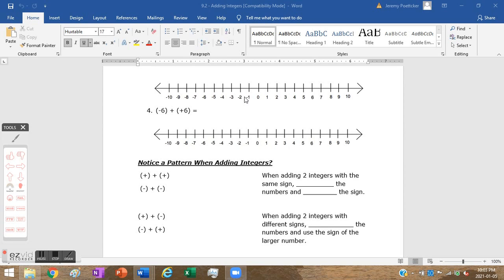Okay. In this case here, pretty easy. We subtract the numbers. 6 minus 6. This is kind of an exception to the rule, right? 6 minus 6 is 0. Because we subtract the numbers and use the sign of the larger number, well, again, they're both the same size. We don't need to write a sign for 0. We don't have to say it's +0 or -0 or something like that.